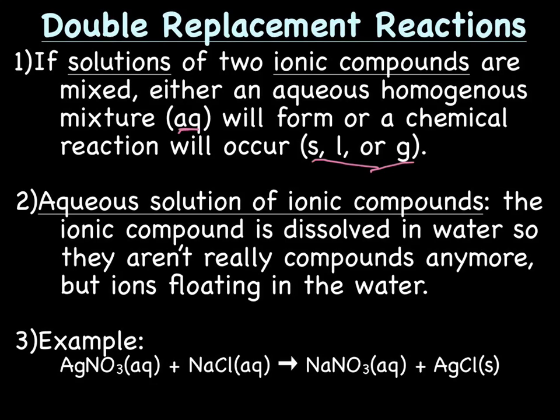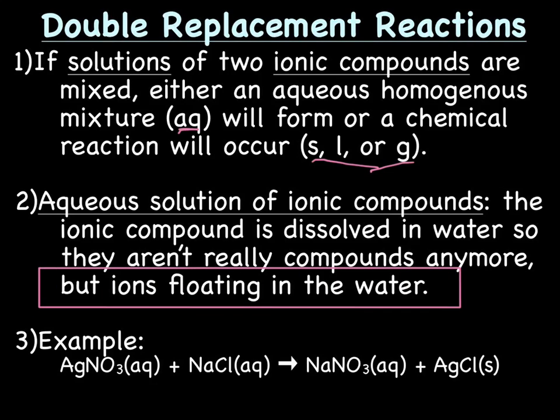An aqueous solution of ionic compounds, quick definition: ionic compounds dissolved in water. So they aren't actually compounds anymore, but separated ions floating in water. A quick example of a double replacement reaction is an aqueous solution of silver nitrate plus an aqueous solution of sodium chloride produces an aqueous solution of sodium nitrate and silver chloride solid.